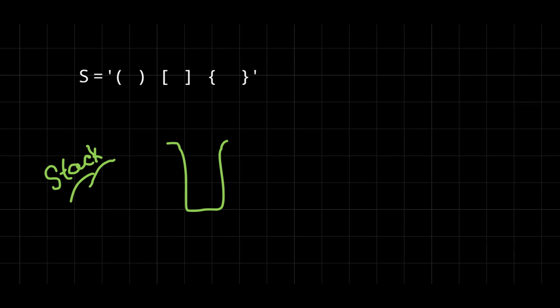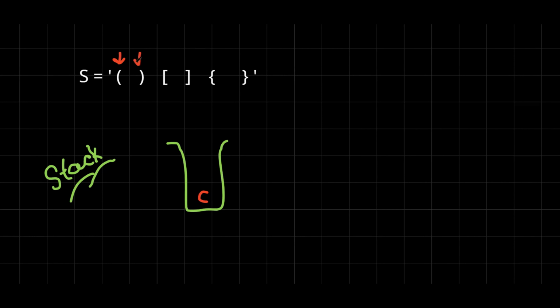At first, we have to iterate the whole string. Suppose currently we are in the first character. So the algorithm is, if we find any of the opening parentheses, then we have to push it into the stack. So suppose if we find the first opening parenthesis or the first bracket, we have to put it into the stack. So the first bracket will be inserted here.